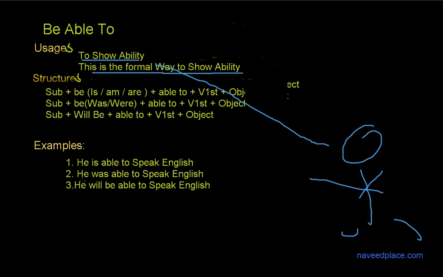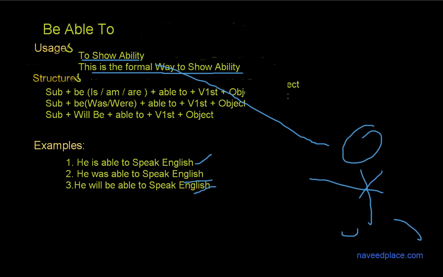Then we have the second example: he was able to speak English. Here we are showing the past ability. The third example is: he will be able to speak English. In this example we are showing the future ability. So you can show present ability, past ability, and future ability.